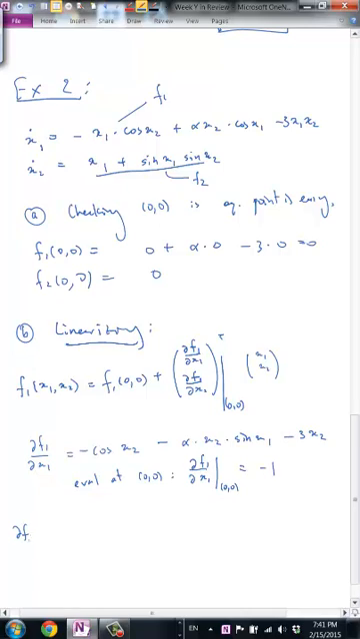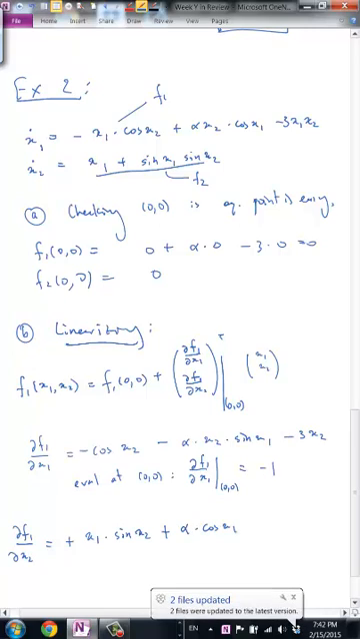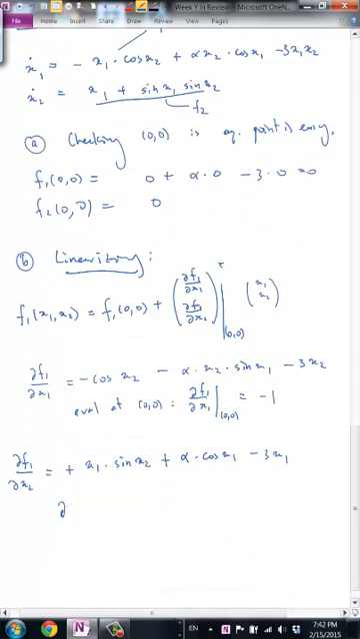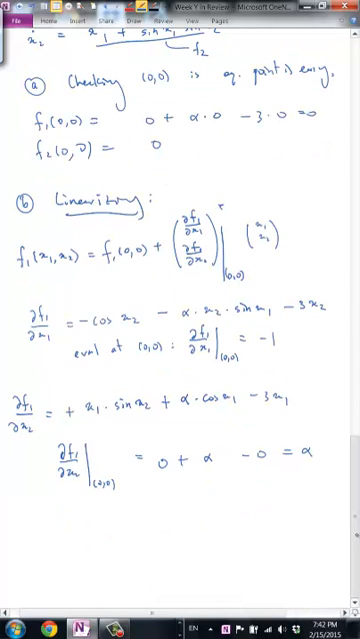So what about df1/dx2? This is now equal to positive x1 times sine x2 plus alpha times cosine x1 minus 3 x1. And when I evaluate it at 0, 0, df1/dx2 is equal to 0 plus, there's my alpha, alpha minus 0. So it's just alpha. Now I have to do the same thing for f2.